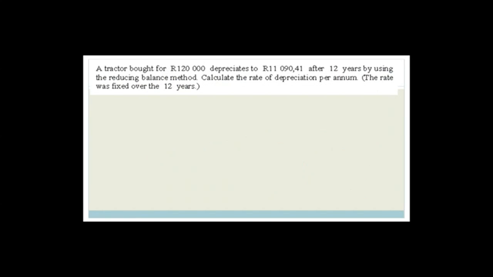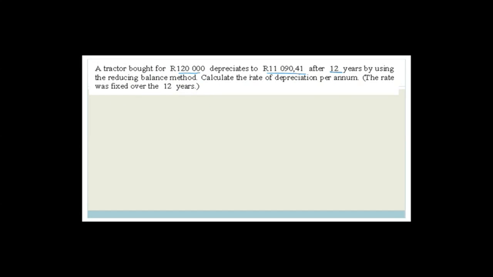Okay, now it says a tractor is bought for 120,000 rand. It depreciates to 11,090.41 after 12 years by using the reducing balance method. Calculate the rate of depreciation per annum. The rate is fixed over 12 years.